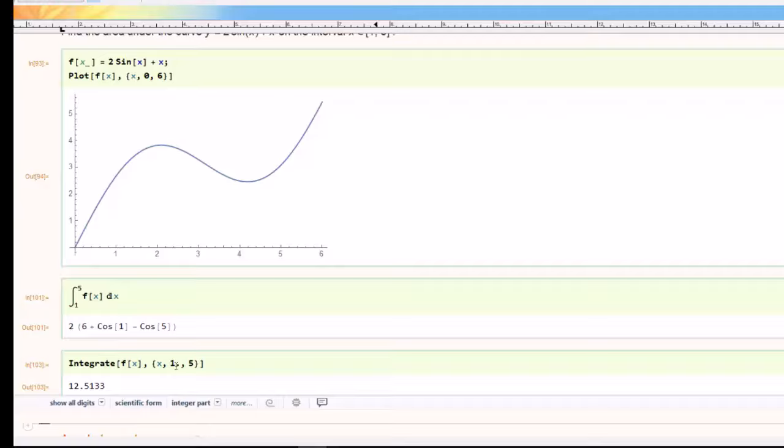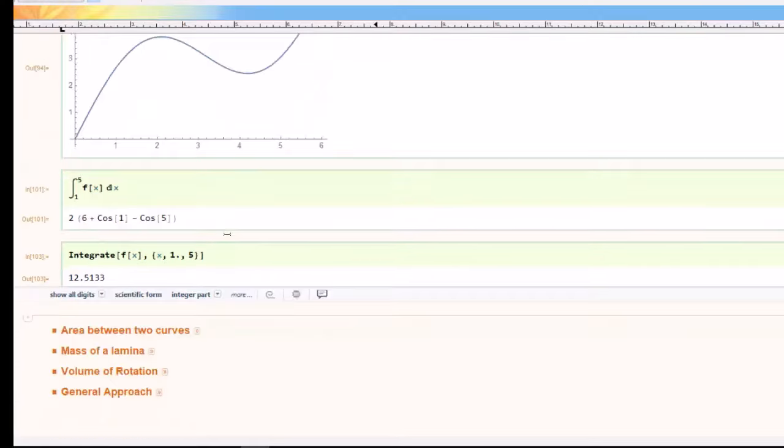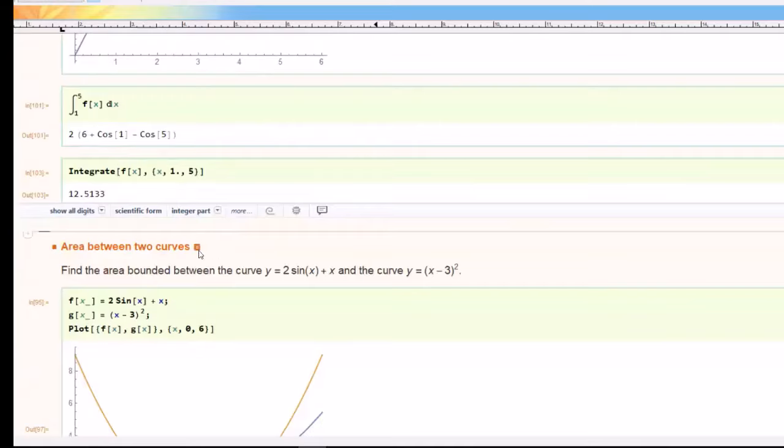I can verify that graphically as well. Maybe just by looking at some sort of rectangle that lies inside here, say that rectangle has a height of 3 and a width of 4, so the area of that rectangle would be about 12. I'm a little over here and a little under here, but somewhere in the neighborhood of 12 seems like a reasonable value. Alright, so that's our first application. Let's look at another application, the area between two curves.